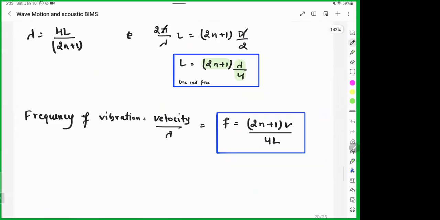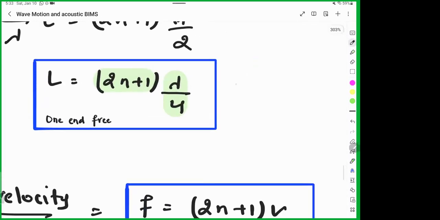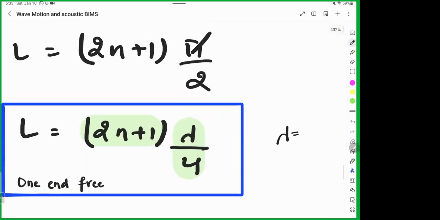Using the same method, you can calculate frequency. You know velocity is equal to frequency into wavelength. So your frequency will be velocity by wavelength. Correct. This is equal to this, and you can put the value of lambda. If this is the situation, you can calculate the lambda value from here. Can we say, by using this equation, lambda value will be equal to 4L by (2n plus 1).